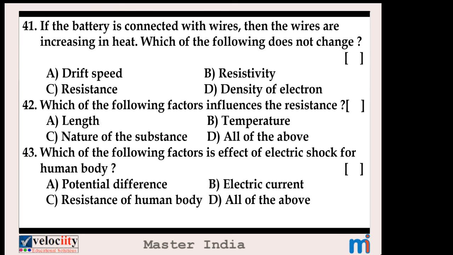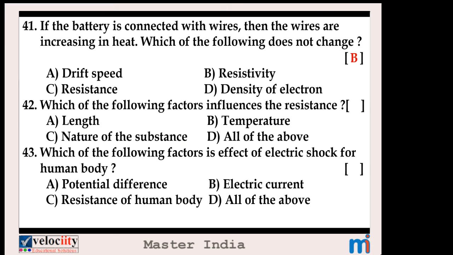41. If the battery is connected with wires, then the wires are increasing in heat. Which of the following does not change? A. Drift speed, B. Resistivity, C. Resistance, D. Density of electron. So option B is correct. That means resistivity.